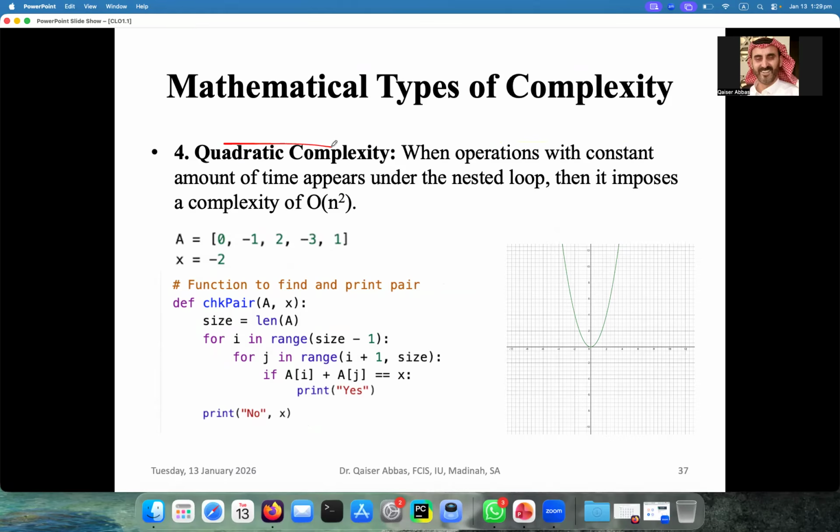Quadratic complexity. You know the quadratic equation. x square something, maybe a square plus b square, b square minus 4ac divided by 2ab. I don't know. Something like that. Quadratic equation. Minus b plus minus square root of b square minus 4ac, divided by something like that.